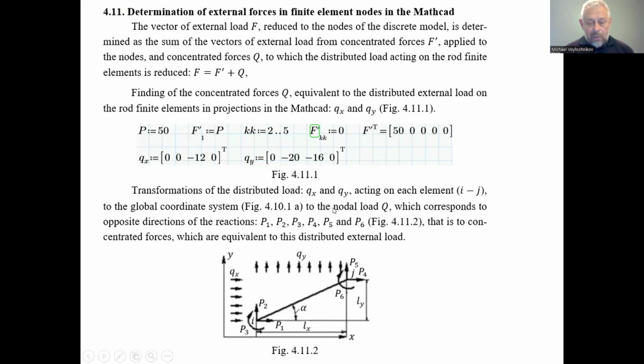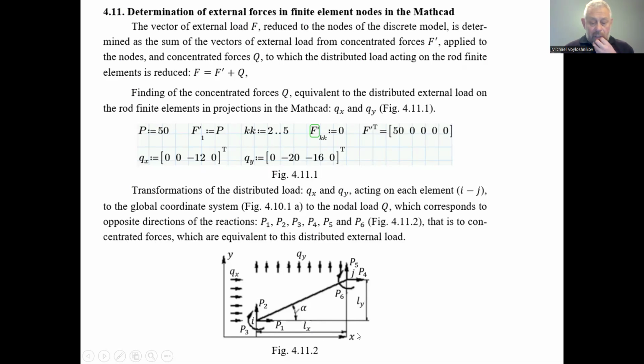Global system coordinate to the nodal load. So we are talking about the reduction of the distributed load acting on each finite element to the nodal load, which corresponds to opposite directions of the reactions P1, P2, P3, P4, P5, and P6. That is concentrated forces which are equivalent to the distributed external load.